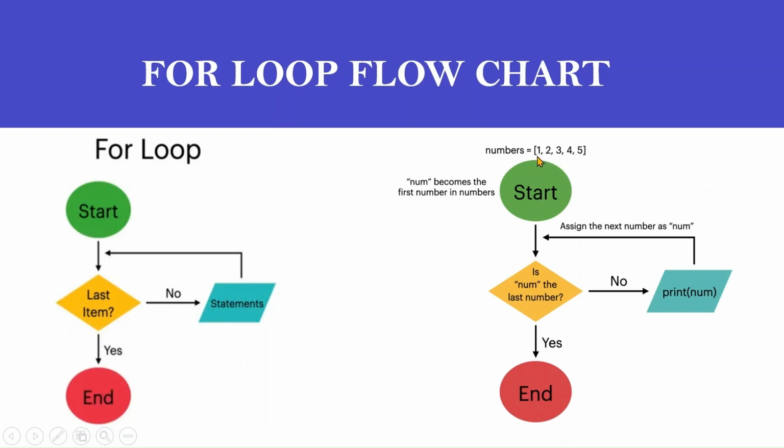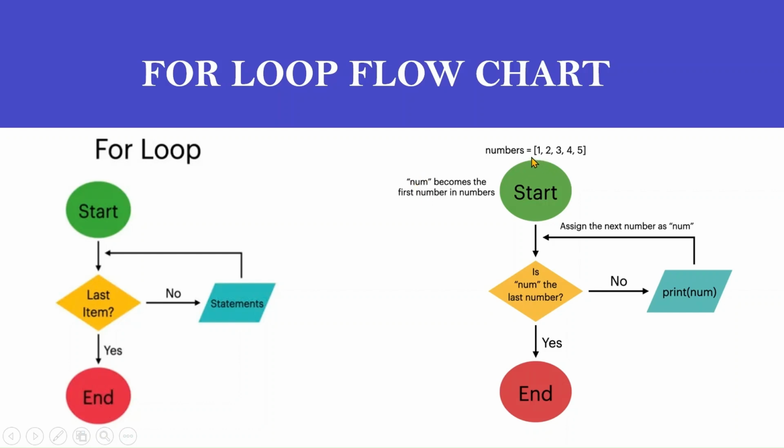I put 5 numbers, like 1, 2, 3, 4, and 5, and everything is stored in numbers. Now this numbers is acting as a list variable. Now I'm taking num as a value. We write for val in sequence, so this num is acting as val.